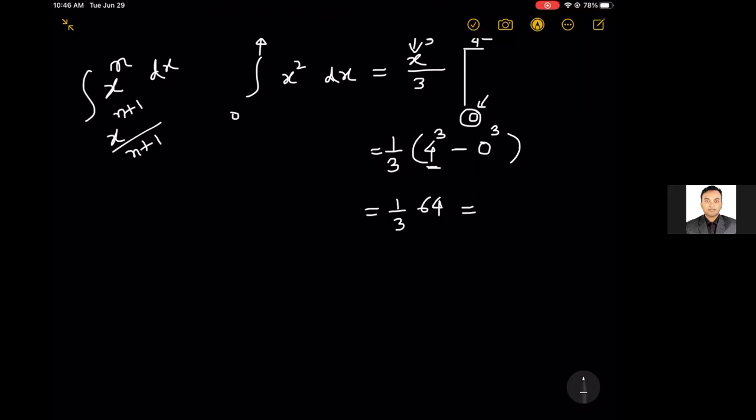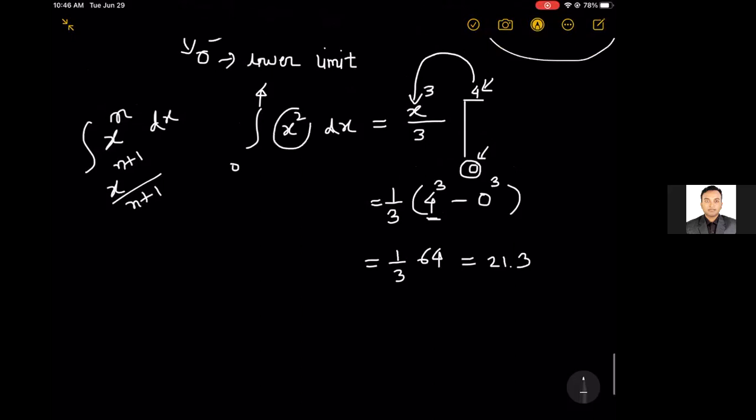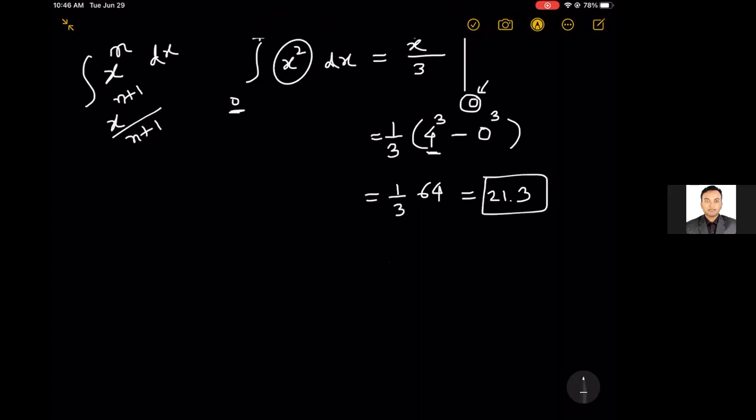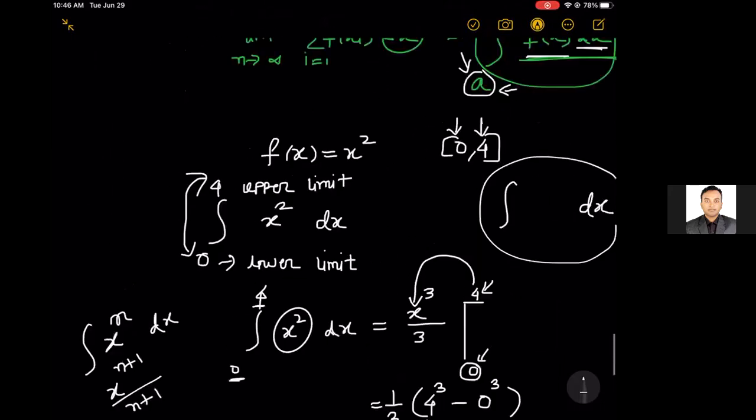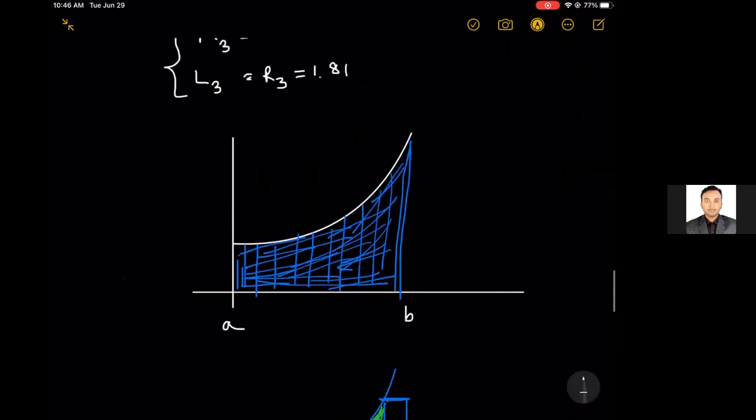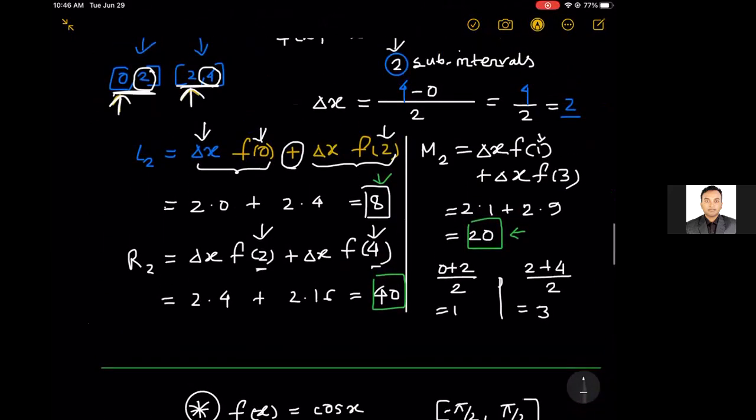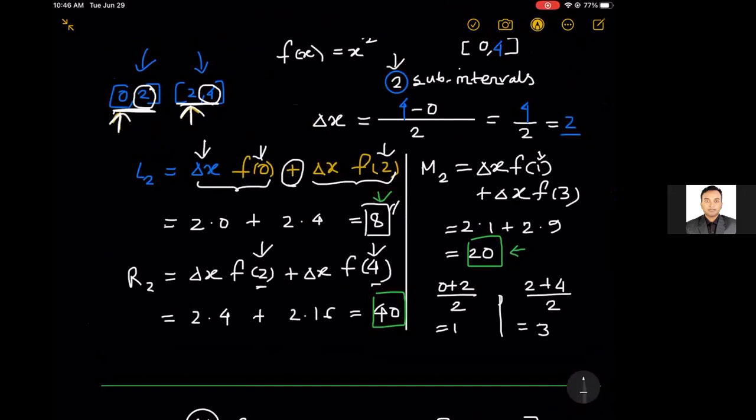it should give us a fraction because it's not divisible by 3 anyway. So I assume it would be 21.3. So the area of x squared within this interval 0 to 4 is 21.3. Now let's see what did we have when we tried Riemann sum. You can see we had 8 when we used the left Riemann sum. We had 40 when we had the right Riemann sum, but we had 20 when we tried the midpoint Riemann sum. And it's the closest.